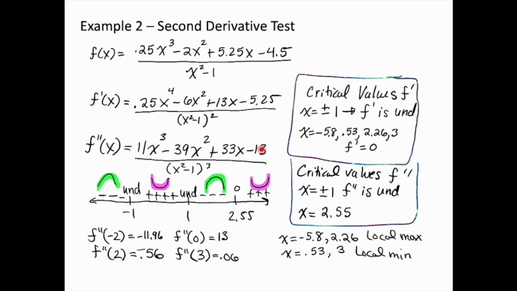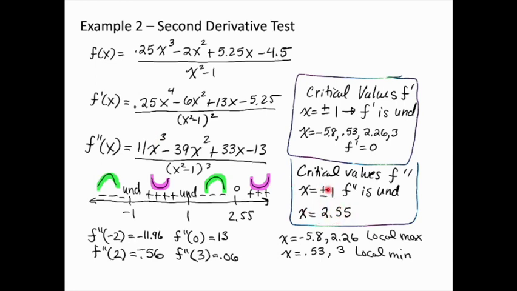For this cubic, we're going to get 3 roots. Two of them are imaginary, and we only have 1 real root, and that's x equals 2.55. Since we're graphing on the real plane, we're not going to worry about complex roots. So our only critical value that makes the second derivative 0, that's a real number, is 2.55.